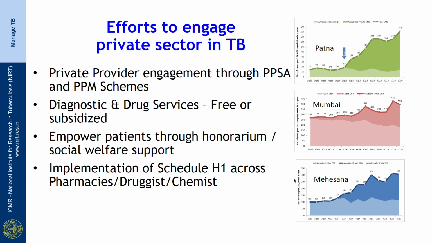So these were various efforts of private sector engagement at the national level. Year on year over the last 3 years, the number of cases notified by the private sector has increased from 1 lakh to 2 lakhs and 3 lakhs in the subsequent years. In the last year, we had more than 3.5 lakh tuberculosis cases notified by the private sector.